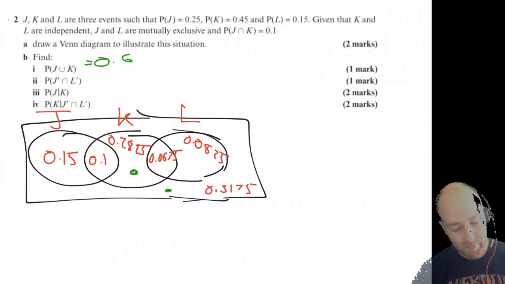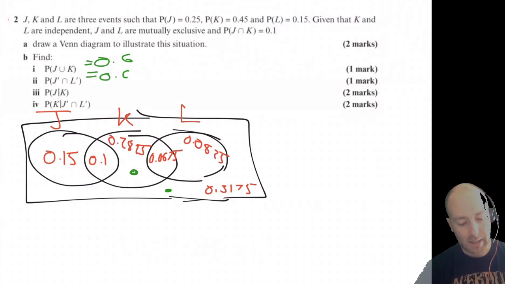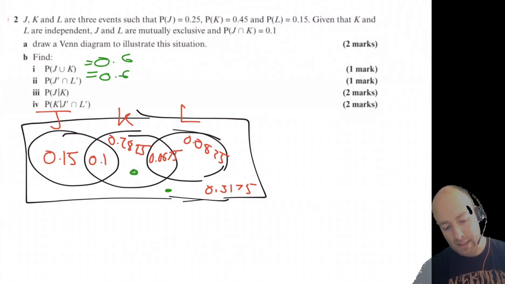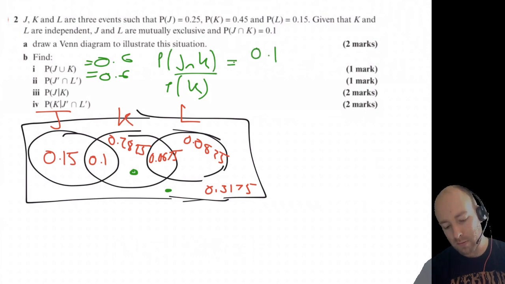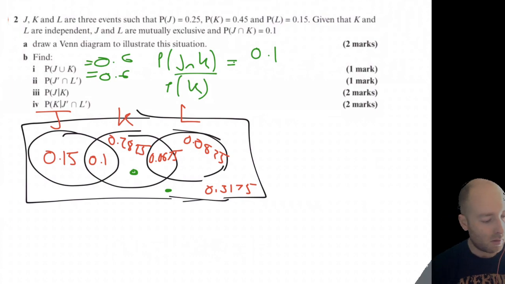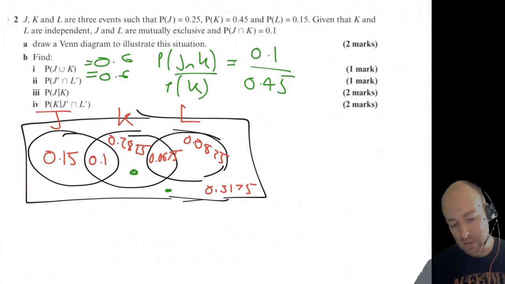Next one, J given K. So that's going to be J and K out of K. J and K is 0.1. The whole of the K circle was 0.45, which gives us 2/9.